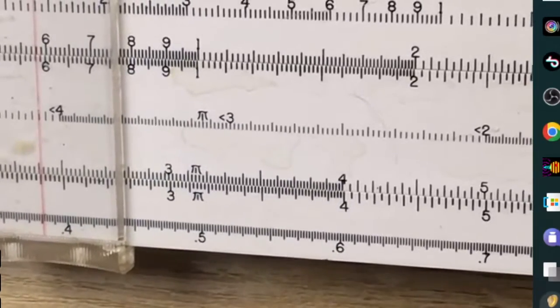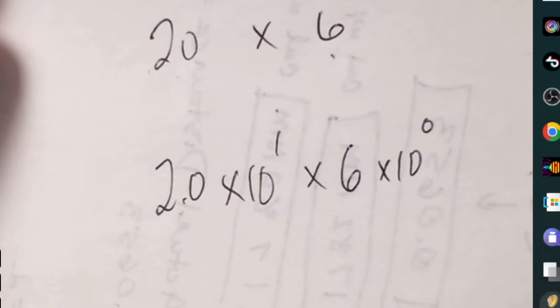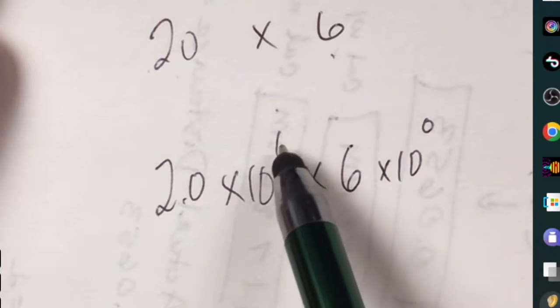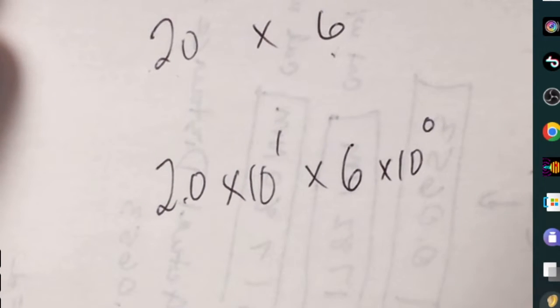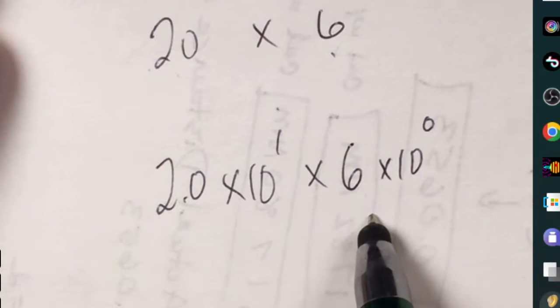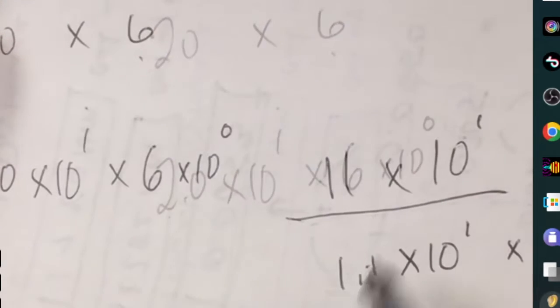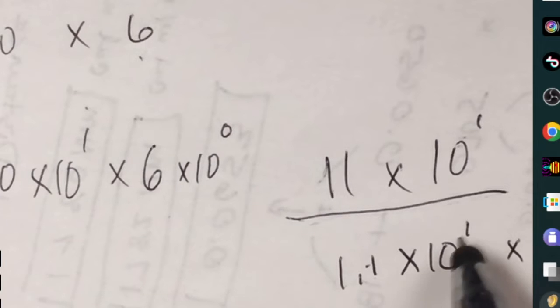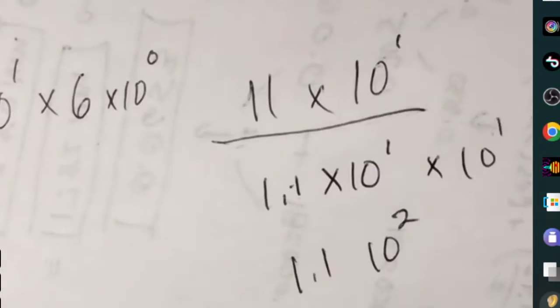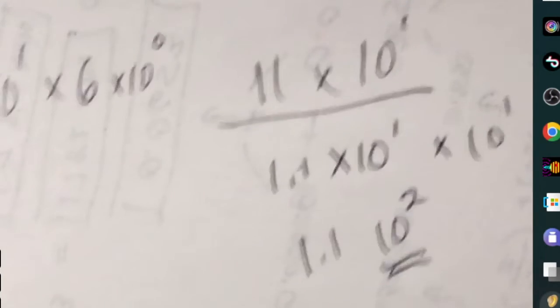Now, if we had 20 times 6, the way that we deal with exponents and figure out the magnitude is that we add up the powers of 10. So we have 1 plus 0, so that would be 10 to the 1. Then what we can do is estimate what these two numbers will equal when we multiply them together. Let's say that that's going to be 11. We're going to have 1.1 times 10 to the 1 plus 1 equals 2. So our answer is probably going to be in the range of 1.1 times 10 to the 2. So that's how we estimate our power of 10.